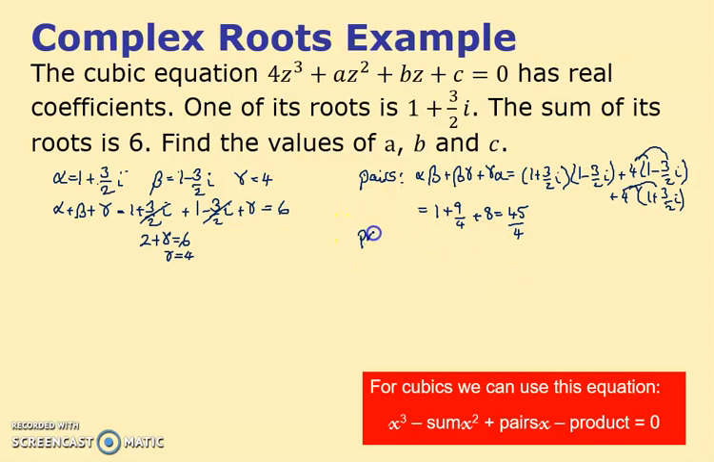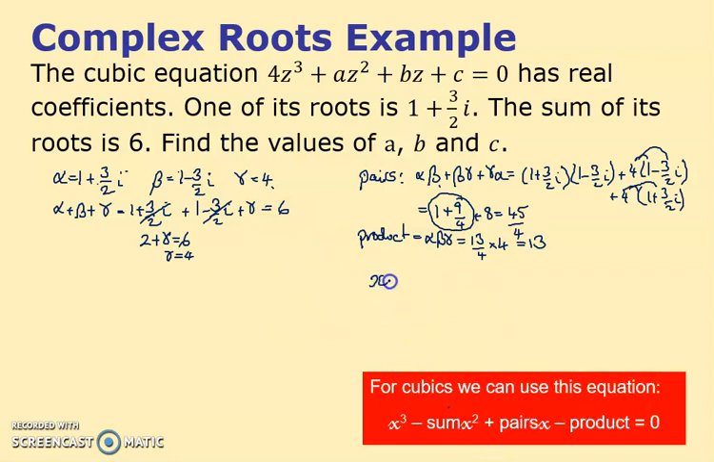That's the pairs. What's the product? Now I've got to multiply them all. So the great thing is when you multiply them, alpha, beta, gamma, I already know what alpha beta is. Alpha beta was this part, which was 9 over 4 plus 1, which is 13 over 4. But of course, I've still got to times by the gamma. And what was the gamma? The gamma was 4. Well, that was handy, because when I times those together, I get 13. So I now know the sum was 6. I know the pairs. I know the product.